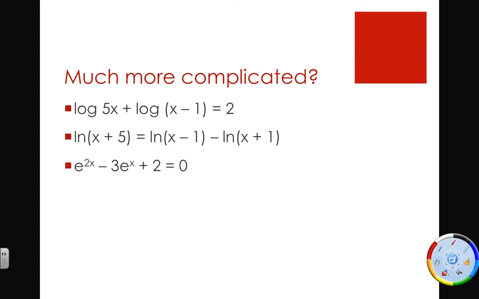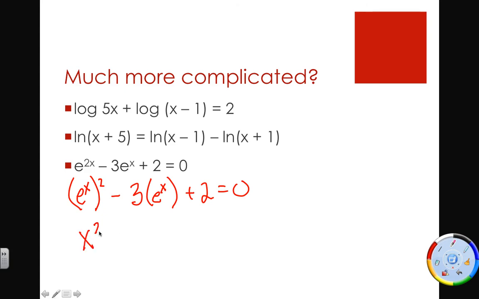All right, so what I want you to think about here is this is really e to the x squared minus 3e to the x plus 2 equals 0. Well, the reason I write it like this is because now it should make you think about something like this: something squared minus 3 times that something plus 2 equals 0. And this is what I was talking about, the quadratics.